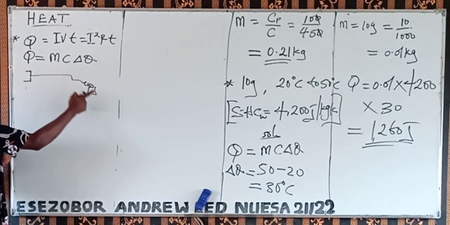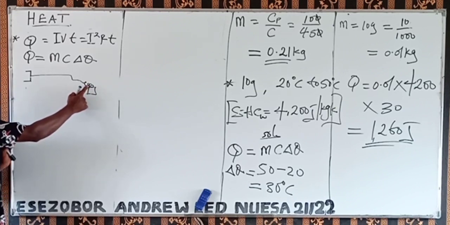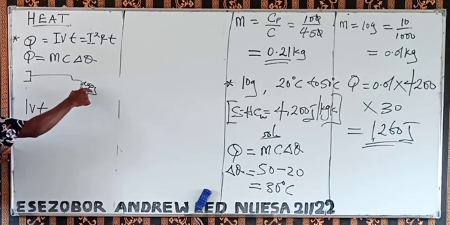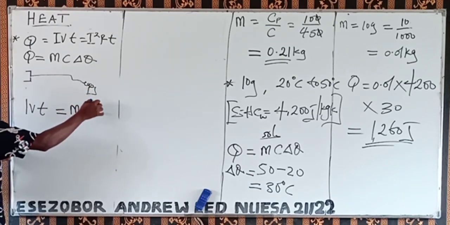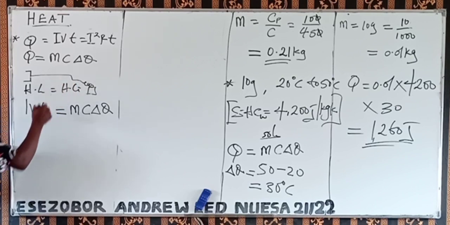So which one will be losing heat and which one will be gaining heat? Now this body here will gain heat, then this electricity will be losing heat. So the heat loss from the electricity will be IVT. That will be the heat loss from this electricity. Then it will be equal to the heat gain by this equivalent body here. And which heat will be gained by this body? MC change theta. That will be the heat gain by this particular body. So the rule we use is that heat loss is equal to heat gain. That is the rule we are using.